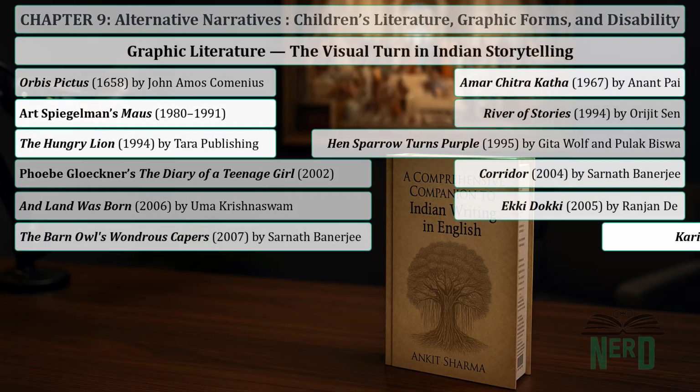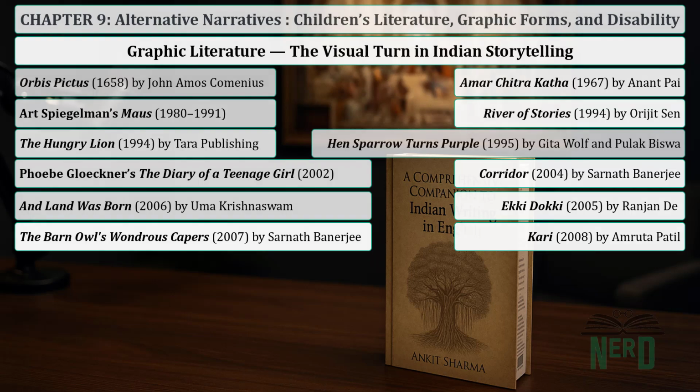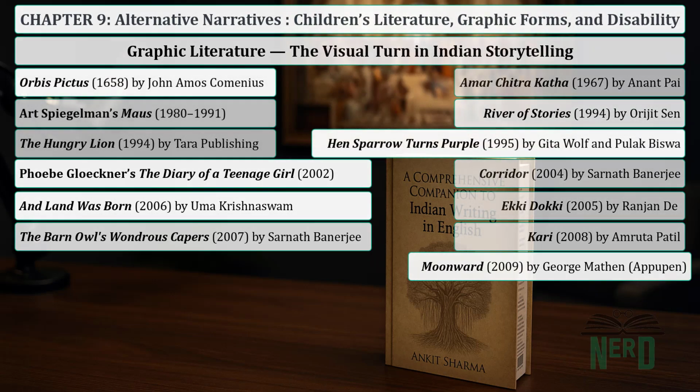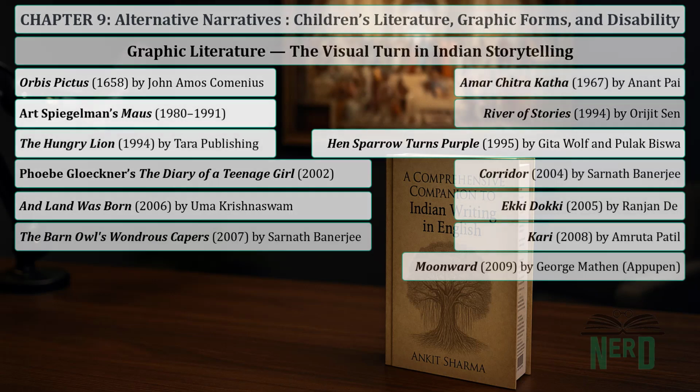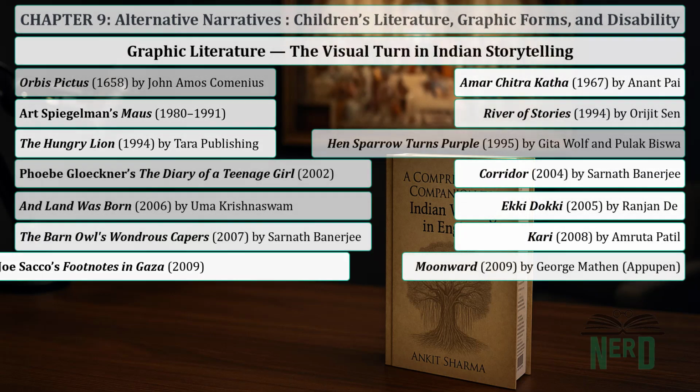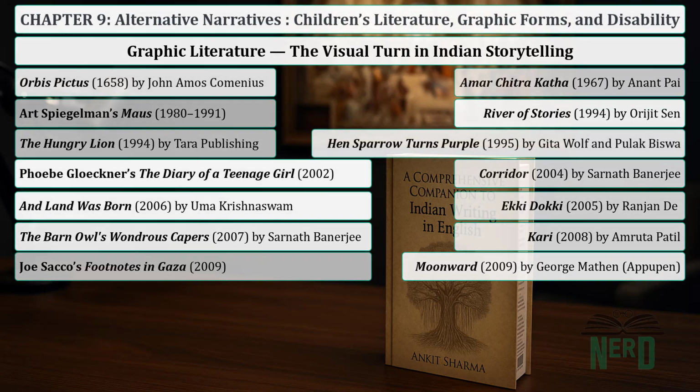2008 saw Amruta Patil's Kari, a hauntingly lyrical graphic novel that traced queer identity, mental health, and urban isolation through inky panels and poetic narration. In 2009, George Mathen, better known as Appupen, published Moonward, a wordless fantasy where visuals alone unveiled a dystopian world called Halahala, shaped by myth and modernity. That same year, journalist Joe Sacco's Footnotes in Gaza merged comics with reportage, chronicling the unspoken massacres of Palestine.